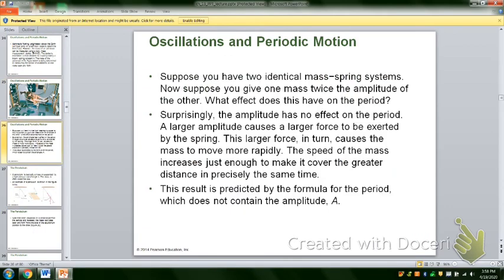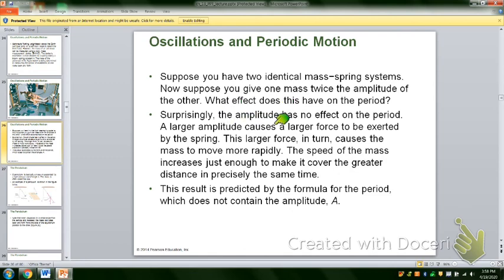All right, and this is our last slide for this lesson. Suppose you have two identical mass spring systems. Suppose you give one mass twice the amplitude of the other. What effect does this have on the period? Well, if you remember, the formula doesn't have amplitude in it anywhere, so amplitude is not going to affect period at all. And that's what they're saying here. Amplitude has no effect on period.